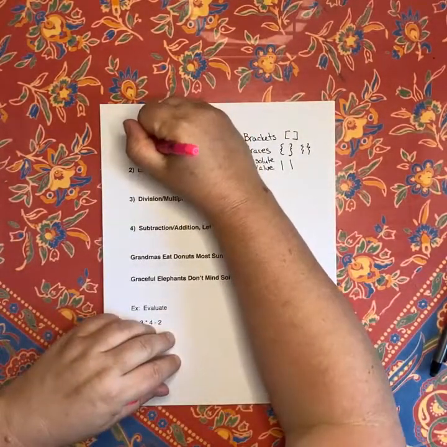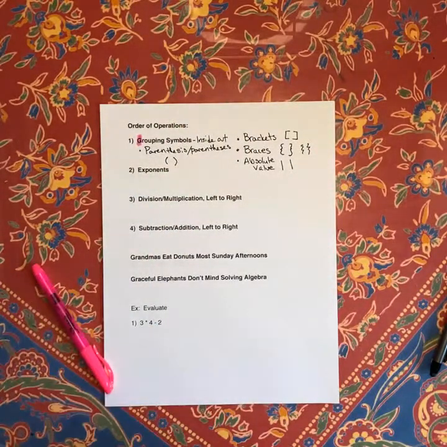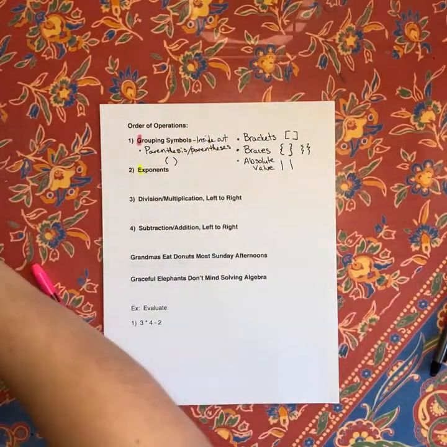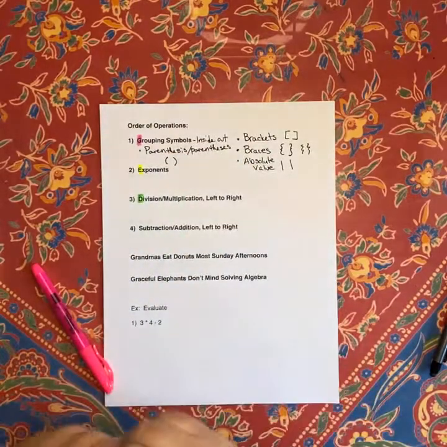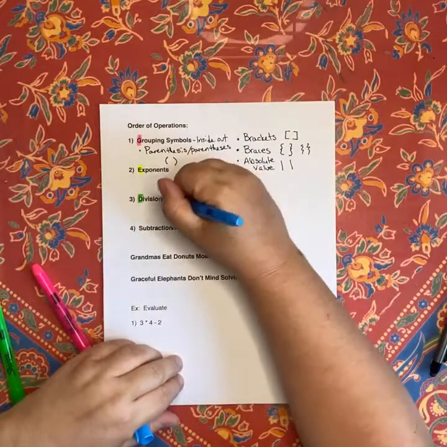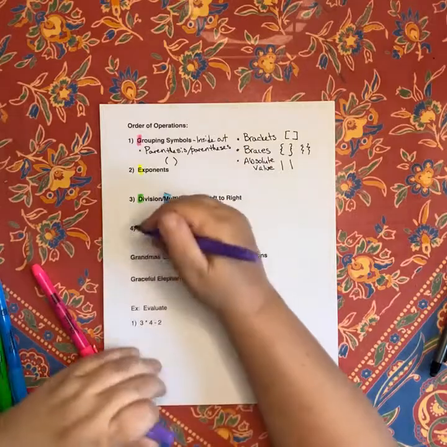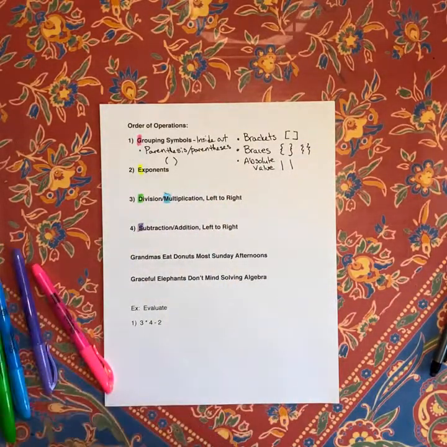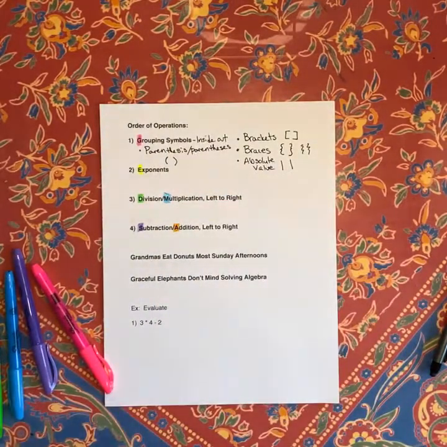I've got grouping symbols, so that's G in pink, exponents in yellow, division. Oh, I'm going to run out of colors. Uh-oh. I should have planned ahead. Multiplication, subtraction, and I'll go ahead. I know it's a little weird. I'll do the last one in orange. And addition. There we go.